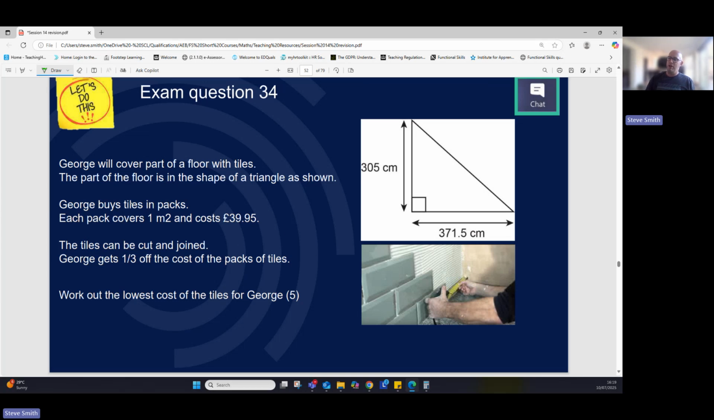George buys tiles in packs. Each pack covers 1 meter squared. That's a bad 2 as well. And it costs £39.95. The tiles can be cut and joined. George gets a third off the cost of a pack of tiles. Work out the lowest cost.